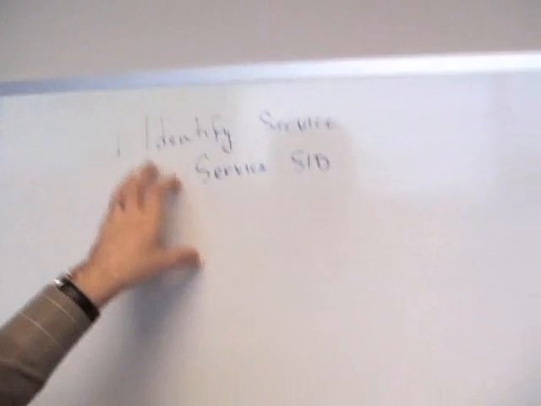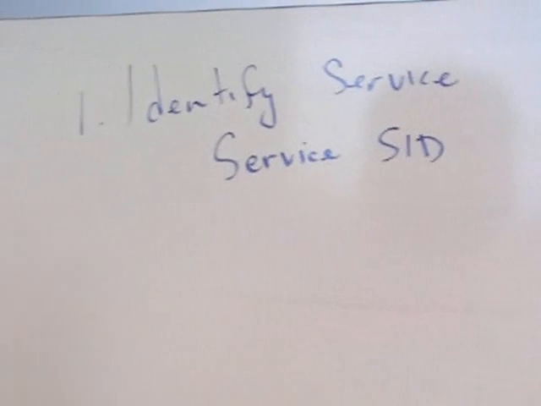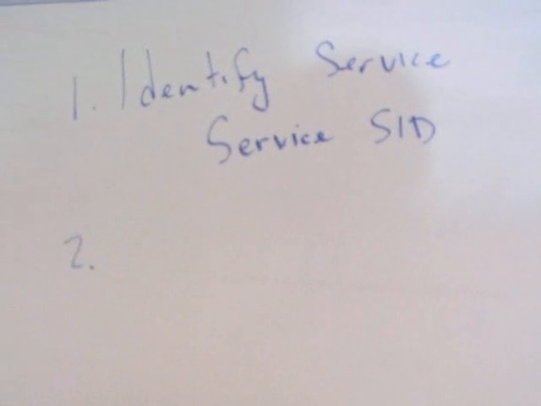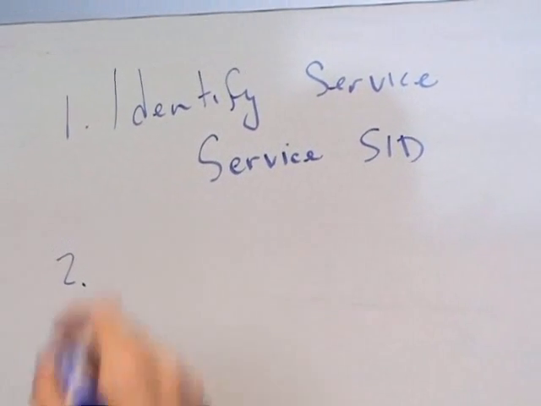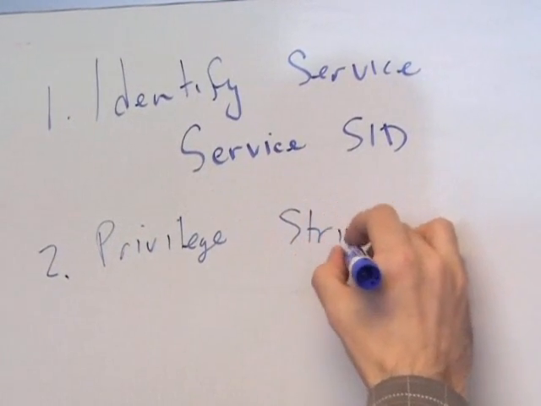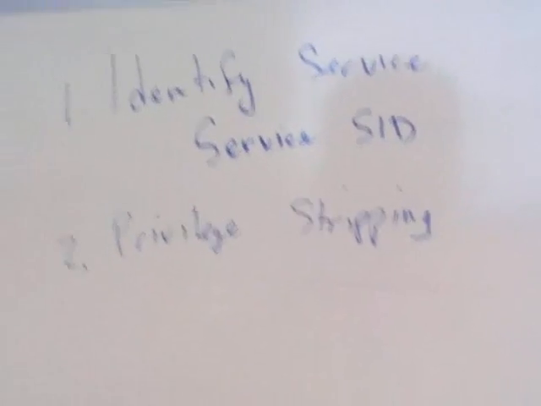So the first thing we did here is we said, let's provide a mechanism for people to be able to identify their service versus being just lumped in with a lot of other services. So that provides some level of isolation. The second thing we did is something that I call privilege stripping. So today in Windows, we have these things called privileges, and some of the common privileges that people are familiar with are things like the SE debug privilege, or the SE backup privilege, SE restore privilege.